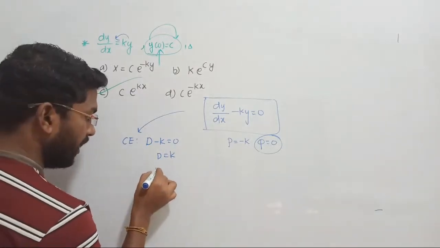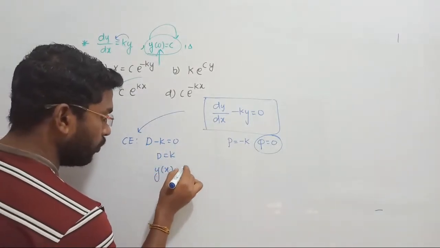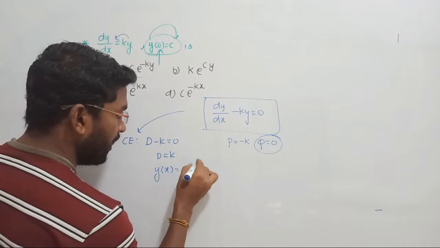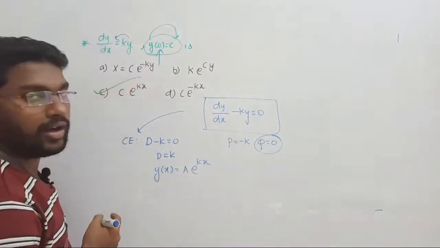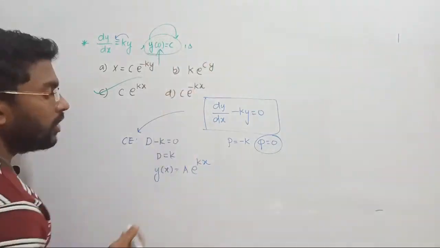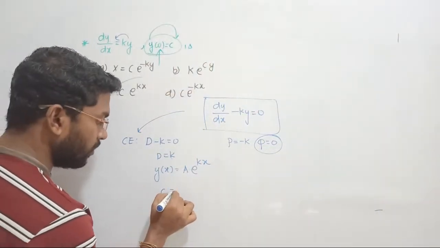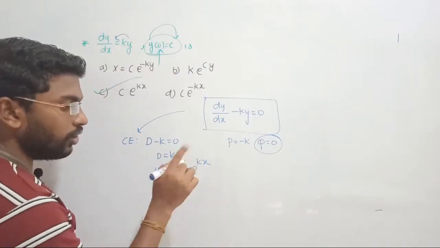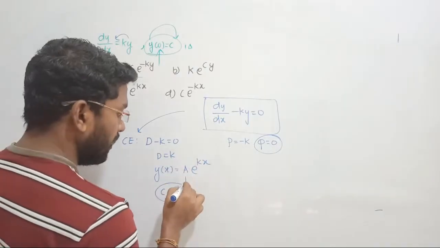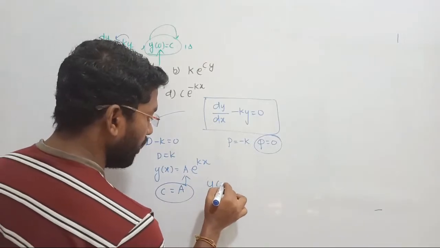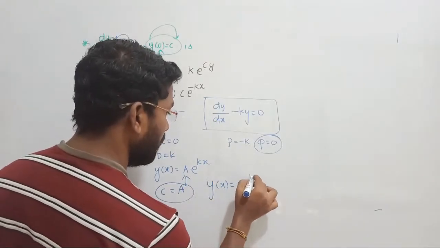Such that you can write the answer as y of x equal to a dot e power k times x. But we have to find out the arbitrary constant. For that they had given a clue: at x equal to 0, y becomes c. Such that y is equal to c at x equal to 0, e power 0 is 1, such that a equal to c. If you substitute it here, it will become y of x equal to c into e power kx.